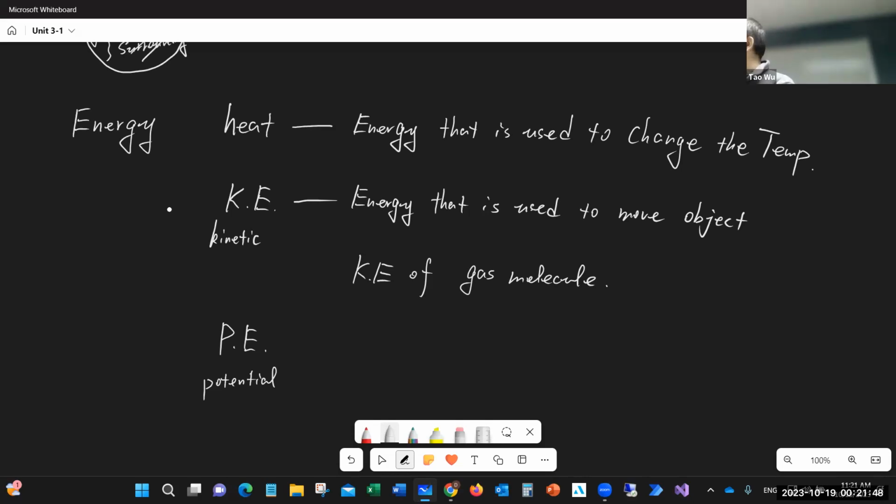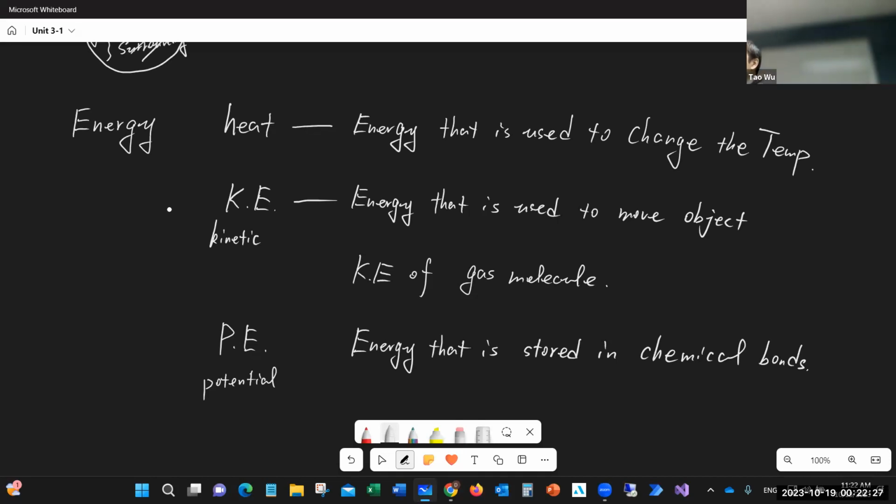But in chemistry, when we talk about potential energy, we're not talking about it in this way. In most cases, we're talking about potential energy that's stored in chemical bonds. So that is the potential energy that we talk about.